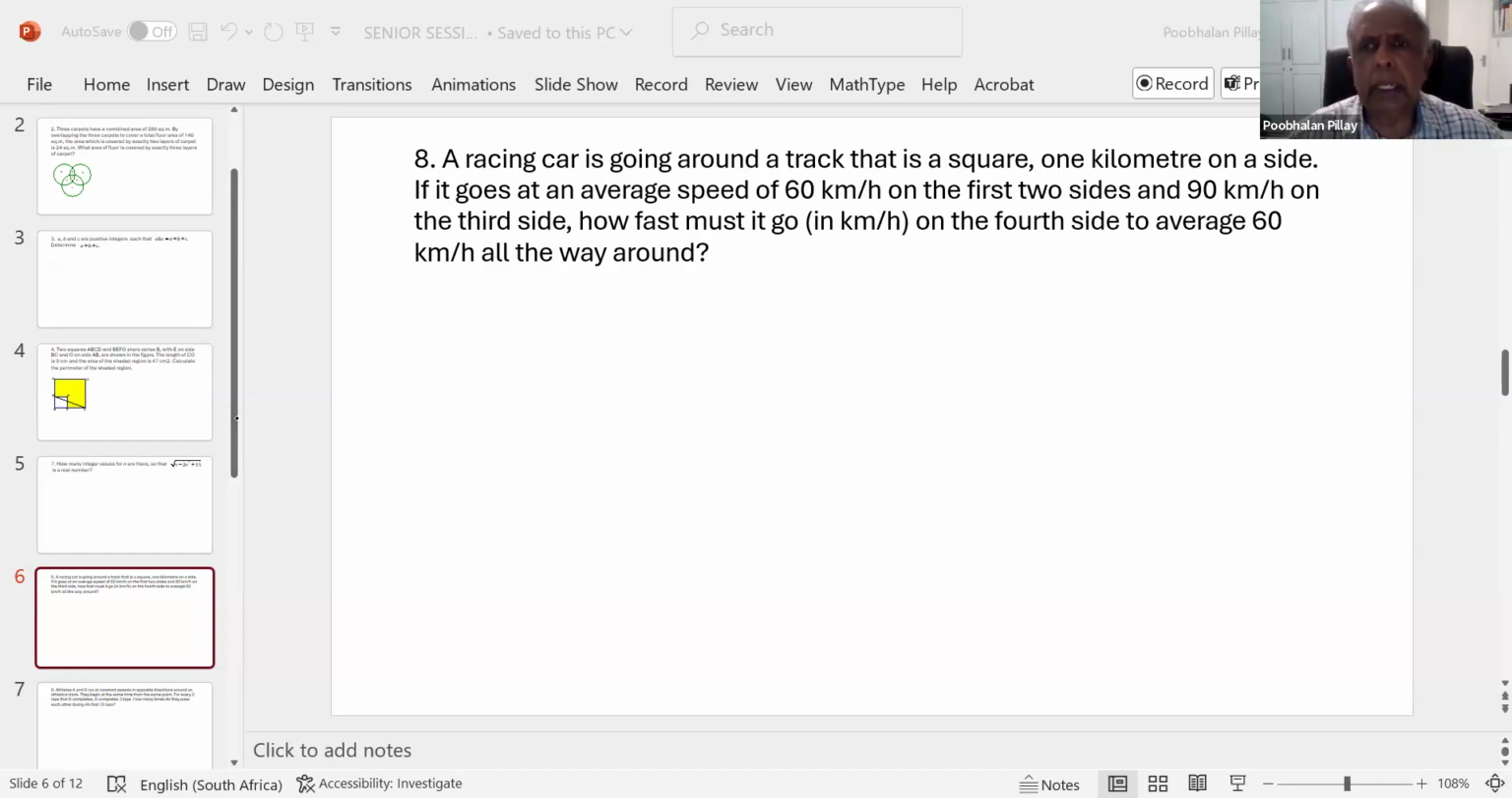A racing car is going around a track that is a square 1 kilometer on a side. Now, as always, by now I don't read the entire problem. As we read them, I enter the information. So I've got a square, 1 kilometer on a side. So each side of the square is 1 kilometer.